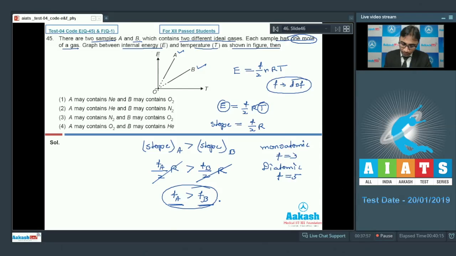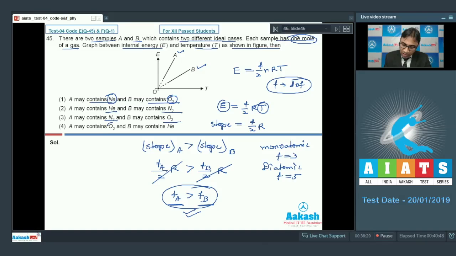Now let's look at the options. A contains neon and B contains oxygen. No, that is not possible because A is monatomic, B is diatomic, which is opposite to the convention, right? A is helium, B is nitrogen. Again, this is wrong. A is nitrogen, B is oxygen. Both are diatomic, cannot be possible. Degree of freedom of A is more than degree of freedom of B.